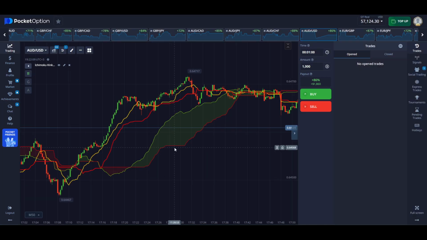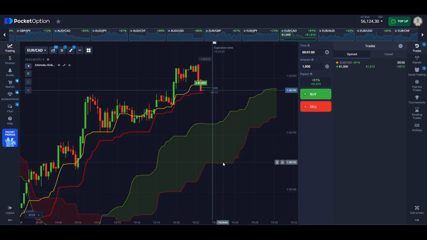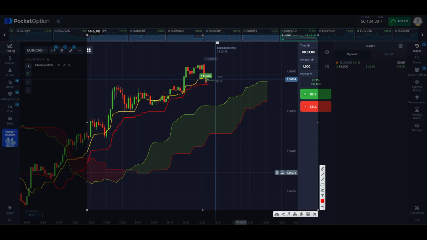Let's look at another example. For example, the euro to Canadian dollar. Let's break down this trade together. The cloud is green. Accordingly, from this area, we understand that the trade will be open for an upward move. Next, let's see where the price is. And the price has just come between the two lines. So, we combine these two factors and get a confident buy trade.